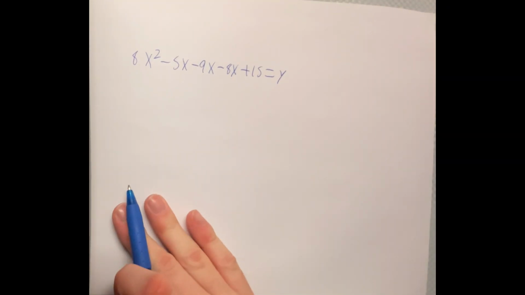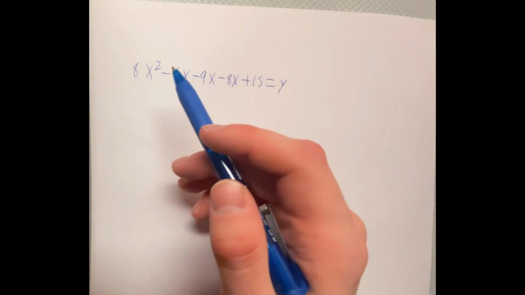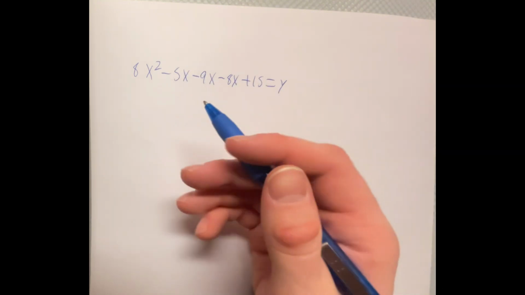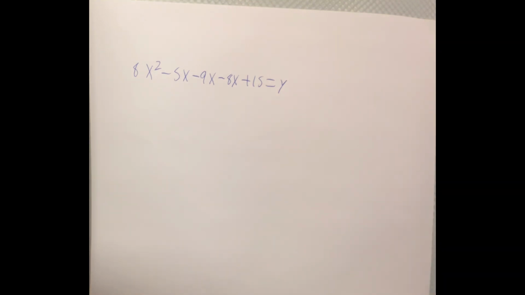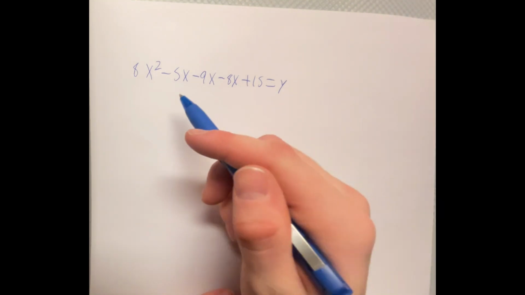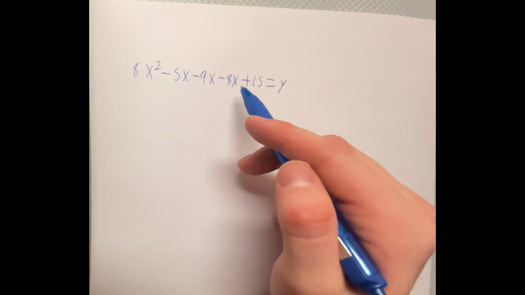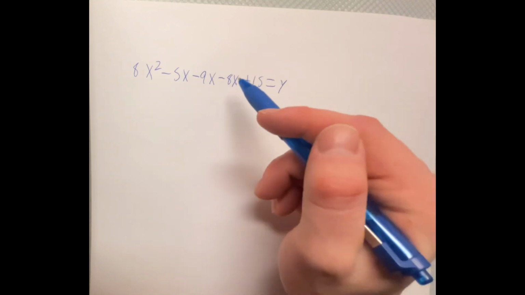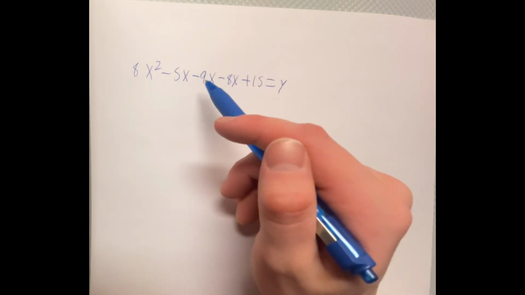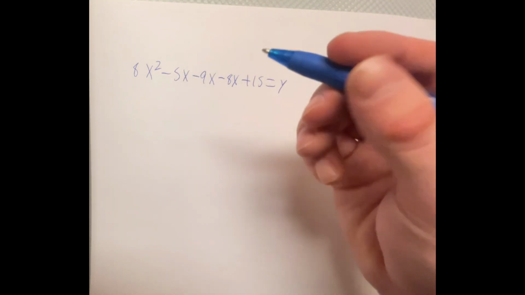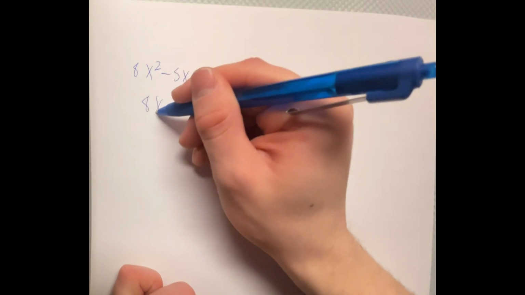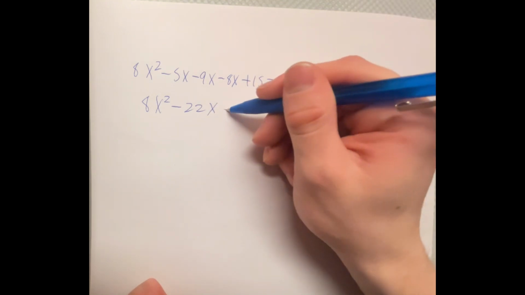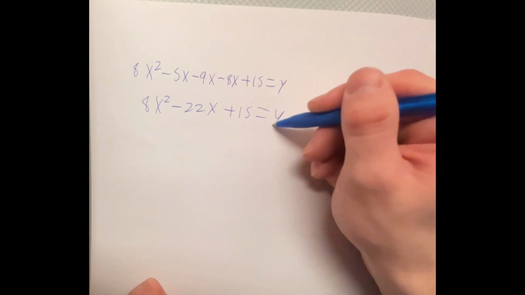So for our last and final equation, we have 8x squared minus 5x minus 9x minus 8x plus 15 equals y. So now we're going to want to put this in ABC form. So what we have to do is subtract all these x coefficients. So minus 5, minus 9, minus 8 will be minus 14 minus 8, which would be minus 22. So 8x squared minus 22x plus 15 equals y.